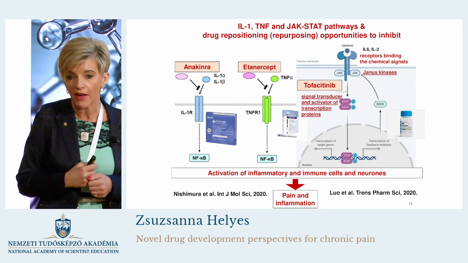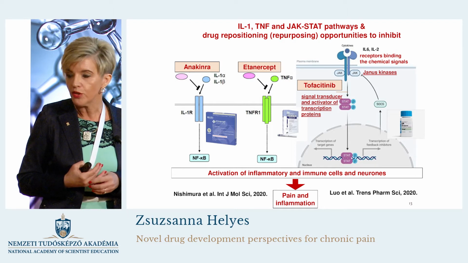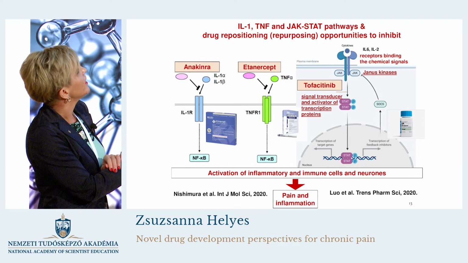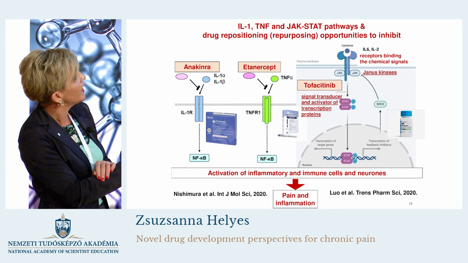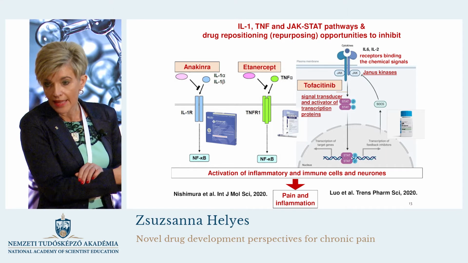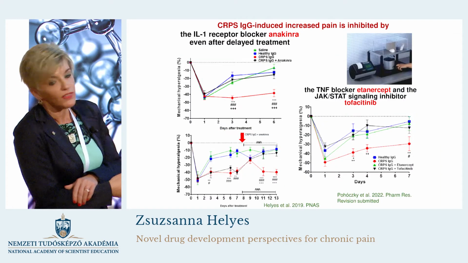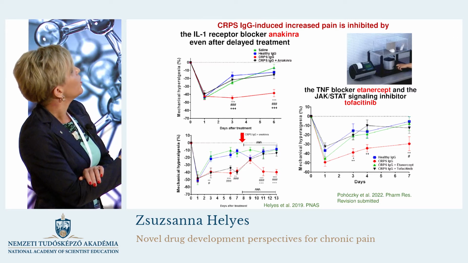And fortunately, we have already drugs targeting this, although not for pain, but for other autoimmune diseases like rheumatoid arthritis, psoriasis, and anakinra, that's an IL-1 inhibitor, etanercept is a TNF inhibitor, and this tofacitinib, that's a JAK inhibitor. And they are used for other reasons, but they are already in the market. And we tested the effect of these drugs in the animal models. And I just show you here.